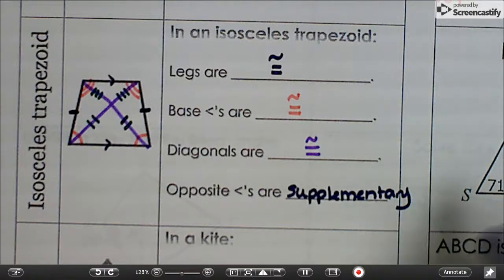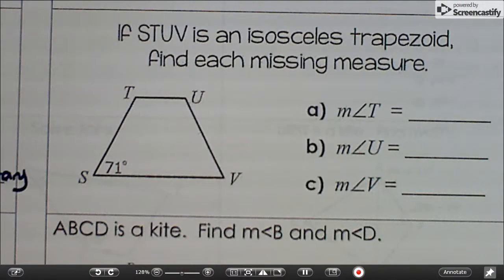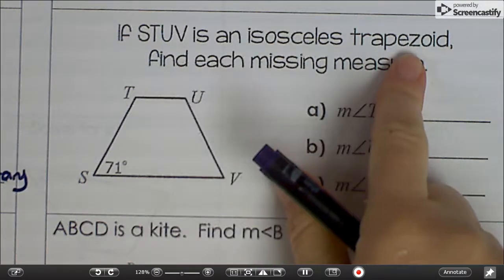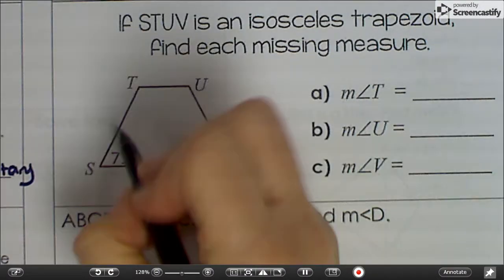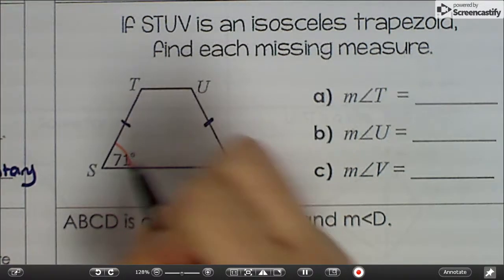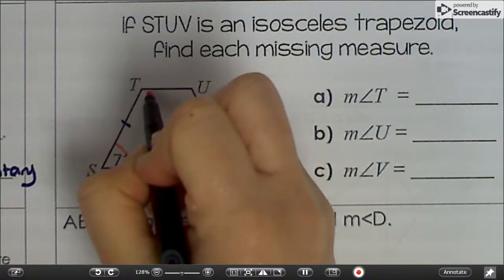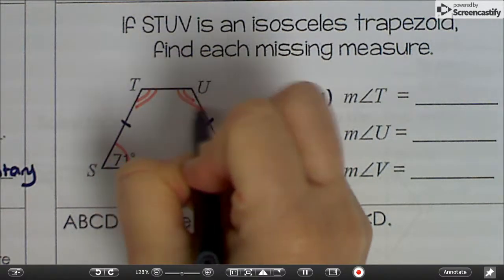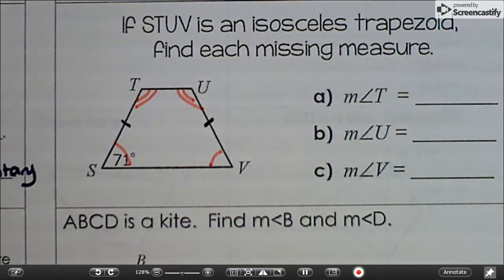All right, so those are the properties. Let's look at a simple example. First, it tells us this is an isosceles trapezoid, so that automatically means that these are the same. As soon as those are the same, then that means that the base angles are congruent, and these are too. So here we're really dealing only with angles.